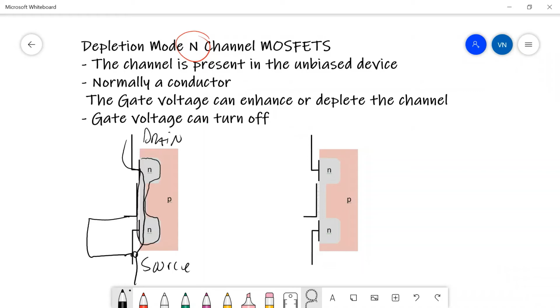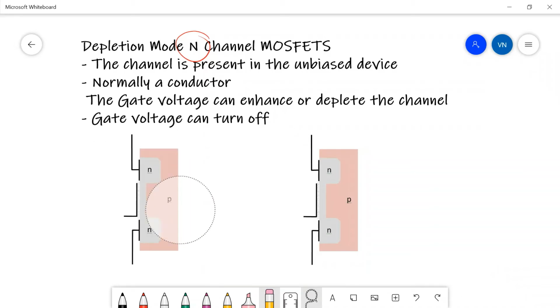So this is like a normally closed switch, and what you can do with a depletion mode FET is you can do one of two things. You can put a positive voltage on the gate so that you enhance the conductivity of the part, or you can put a negative voltage on the gate to decrease its conductivity and turn it off. So this is a normally on part. The depletion mode FET is normally on, and with the right gate voltage you turn it off.